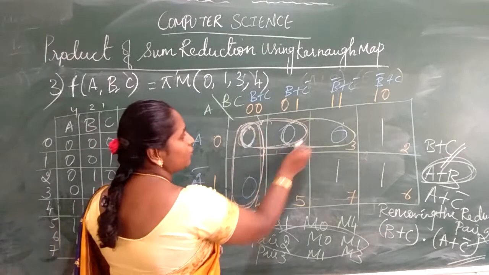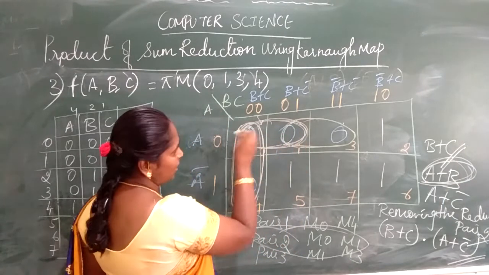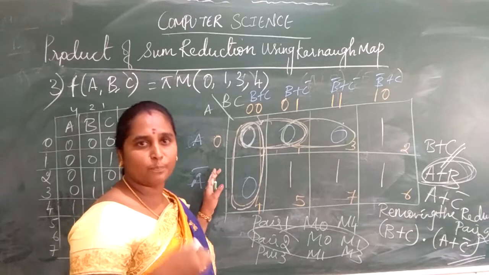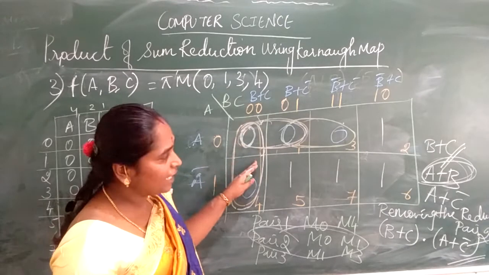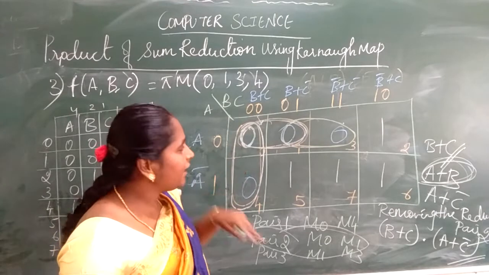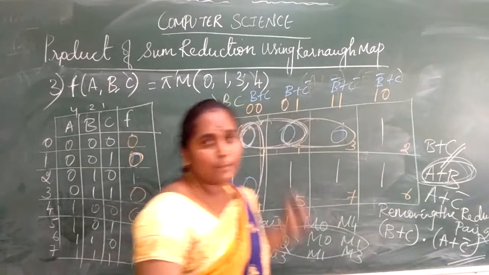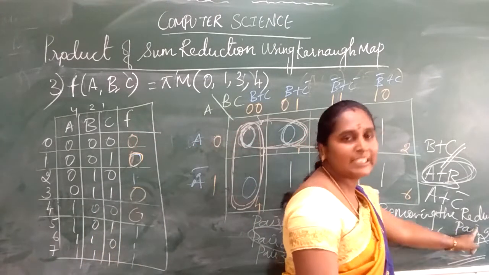Straight away I am removing it, no need of finding the expression A plus B. You can find only the expressions for pair 1 and pair 3. Even if you find the expression for pair 2 and then remove it, no problem. Finally, I am removing the redundant expression A plus B. Then my final expression is B plus C into A plus C bar.